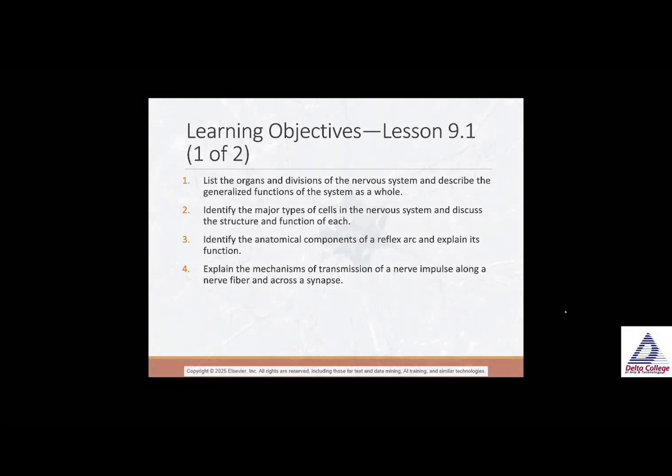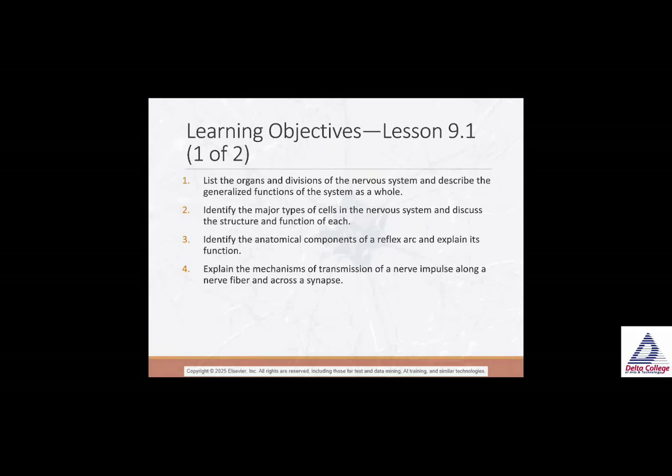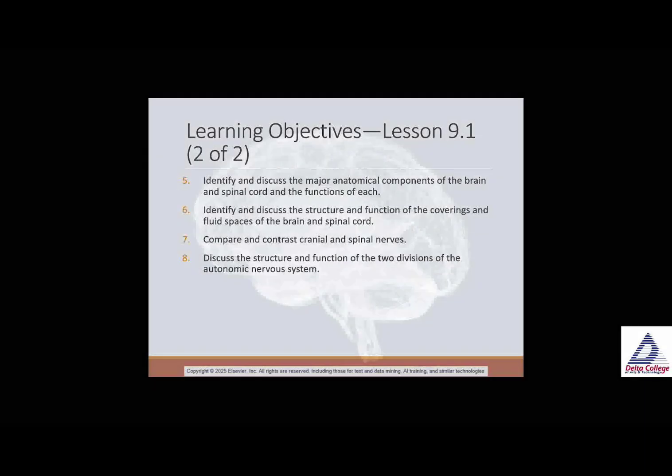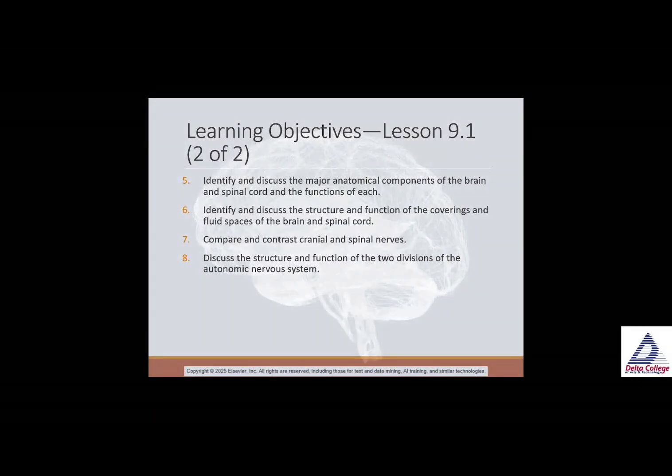So in this chapter, you'll be able to list the organs and divisions of the nervous system and describe the generalized functions of the system as a whole. Identify the major types of cells in the nervous system and discuss the structure and function of each. Identify the anatomical components of a reflex arc and explain its function. Explain the mechanisms of transmission of a nerve impulse along a nerve fiber and across a synapse. Identify and discuss the major anatomical components of the brain and spinal cord and the functions of each.